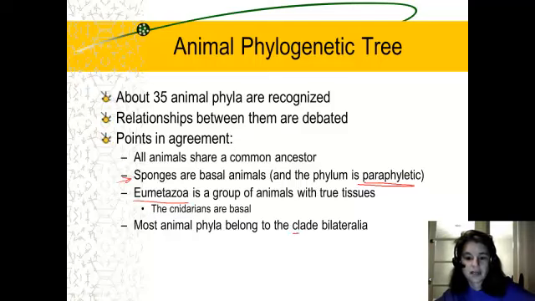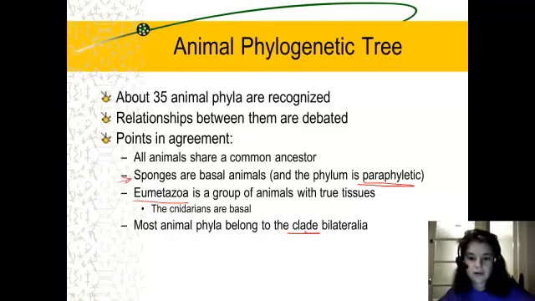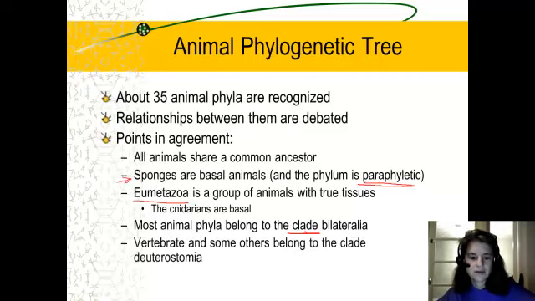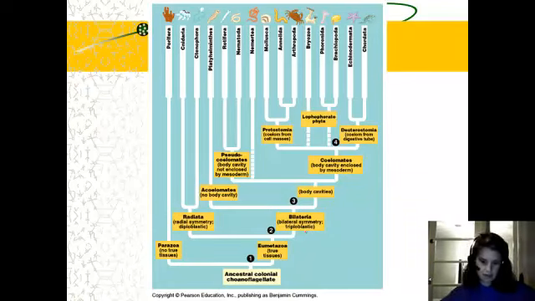This term clade is just the term for the part of a family tree where you have one common ancestor and all its descendants. So the bilateral group is one group where it's believed there is a common ancestor that gave rise to all of them as well. So, vertebrates and the echinoderms belong to the deuterostome. So let's see how this would all play out.